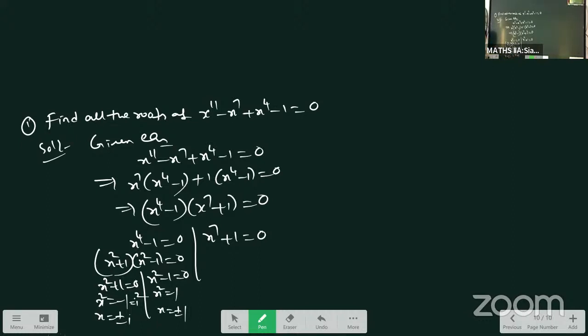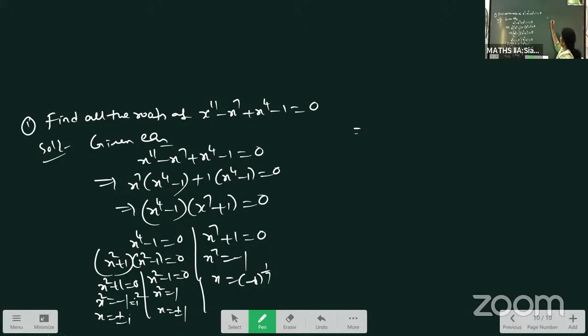In total, how many roots did we get? 4 roots we got. How many more do we have to get? 7 more, because it is an 11th degree equation. Now from here, x power 7 equals minus 1. So x equals minus 1 to the power 1 by 7. So we have to find out the general solution. x equals minus 1 to the power 1 by 7.